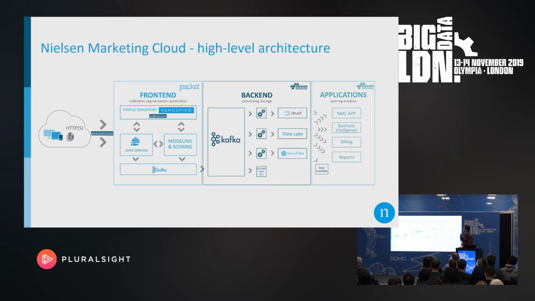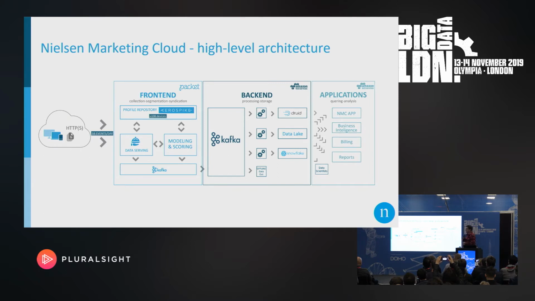Here we have a set of various ETLs that are reading the data from Kafka, running a set of transformations and aggregations, and eventually we load everything to different data stores. So we use Druid, of course. We also have our own implementation of a data lake based on S3. We also use Snowflake, and we have many other technologies here.